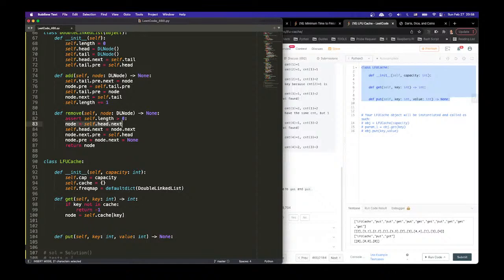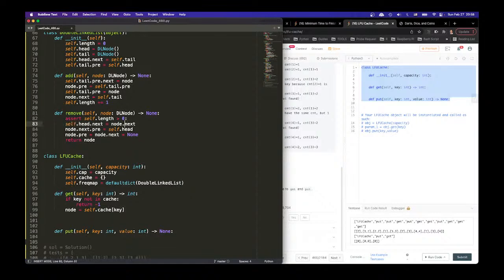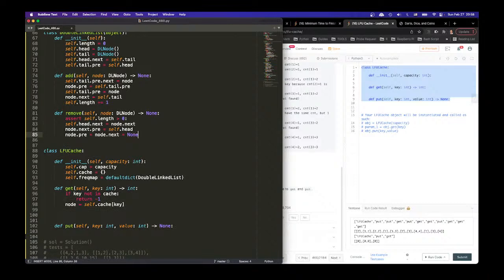It's not necessary. I already know the node. So I just say head.next equals node.next. Node.next of 3 equals this. And I clean out the node. Okay, so that's remove. Remove the target node.